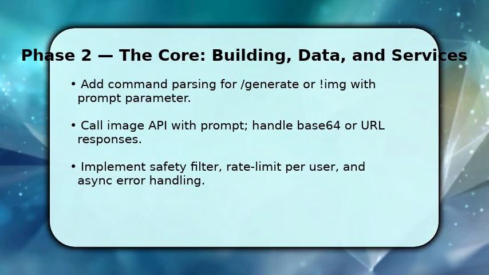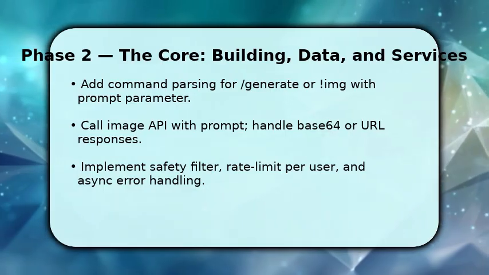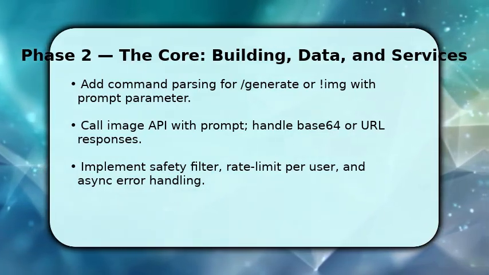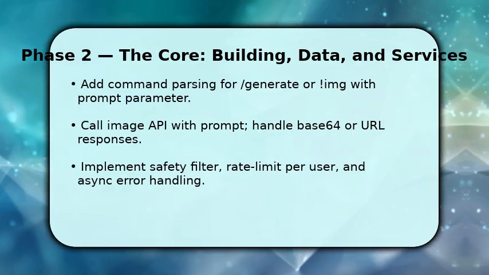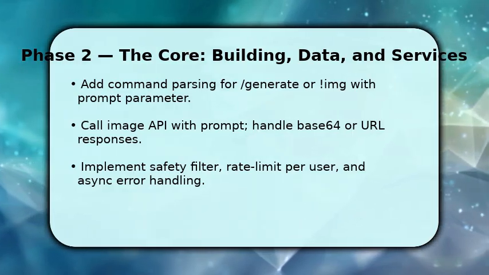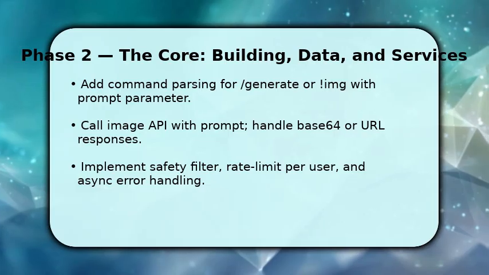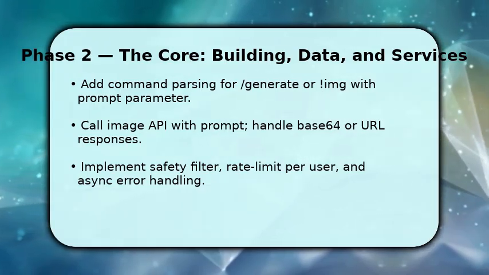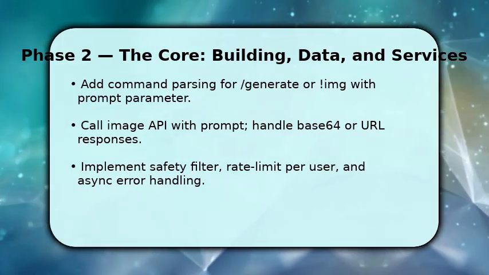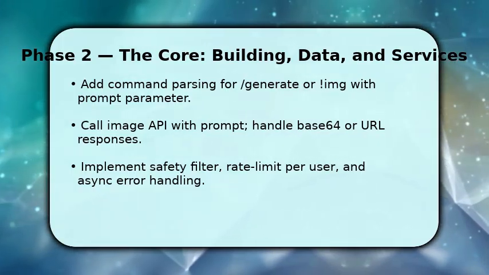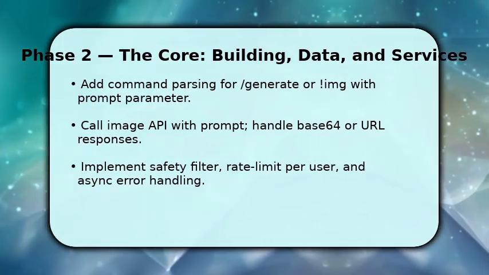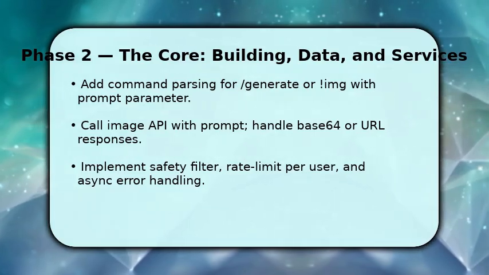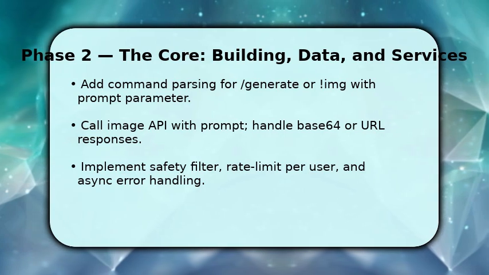You will implement the middle logic by parsing a / command or message command that accepts a user prompt. Next, call your chosen image API with that prompt and desired size, then await the response. Handle either a returned URL or base64 blob. Once received, upload the image to Discord as an attachment or embed. Make sure to add safety checks and per-user rate limiting so the bot cannot be abused, and use try/catch to surface clear errors back to the user when the API fails.